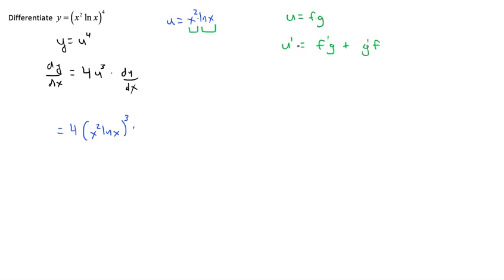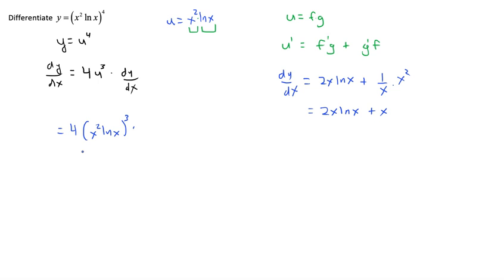So du dx, u prime, in this case, what do we get? Well, the derivative of x squared is 2x, and we're going to multiply that by ln of x. And then the derivative of ln of x is 1 over x, and then we'll just multiply that by this guy, x squared. So we can simplify this just a little bit: 2x ln of x. In this case, we get just plus x.